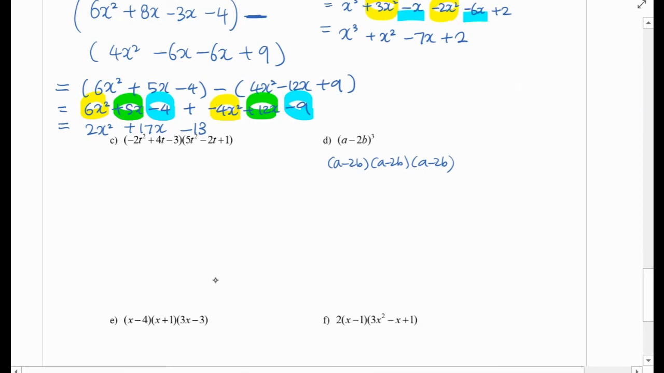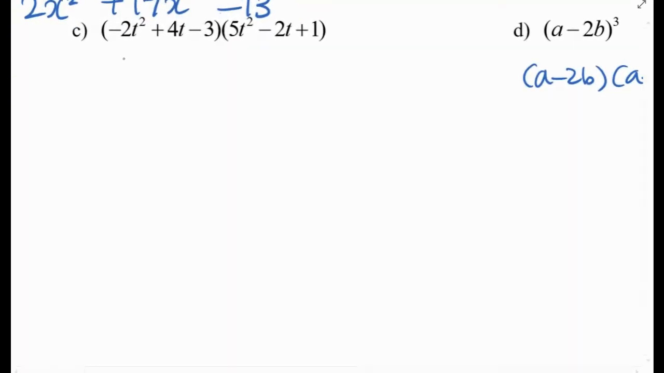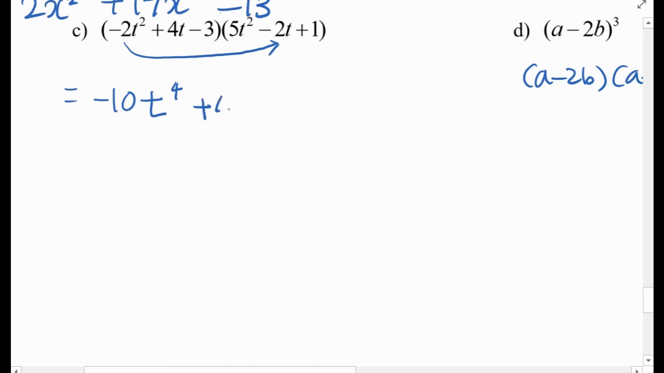Okay, have you guys just tried it? Let's do C together. We're going to multiply this to those 3 terms. So negative 2t squared times 5t squared. So that is negative 10t to the power of 4. So negative 2t squared times negative 2t. Positive 4, so 1 hiding here, right? t to the power of 3. Negative 2t squared times 1 is negative 2t squared.